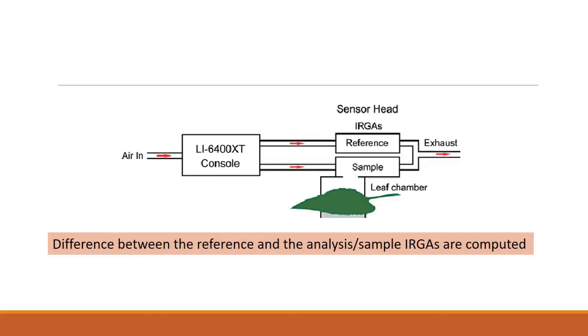This picture shows the sensor head of the IRGA. The incoming air stream passes through two gas analyzers in the sensor head, which allows obtaining absolute carbon dioxide and water values from the reference as well as from the sample IRGA.